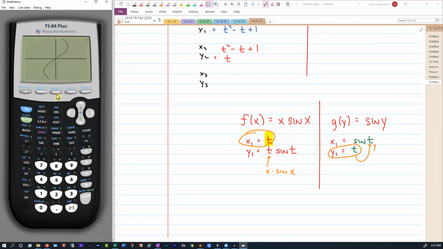The reason I'm more interested is because I bought this calculator. Now I want to know what it does.